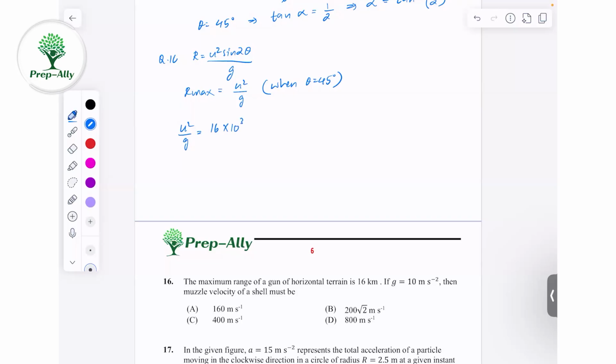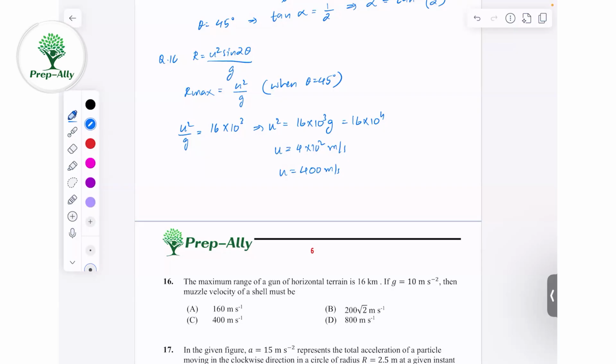So if we take g as 10 as given, that will give us u square is 16 into 10 power 3g, which is 16 into 10 power 4. That gives us u is 4 into 10 square meter per second. So u is 400 meter per second. But what we are finding out here is the velocity of the bullet. Then how can we find the muzzle velocity of the shell?